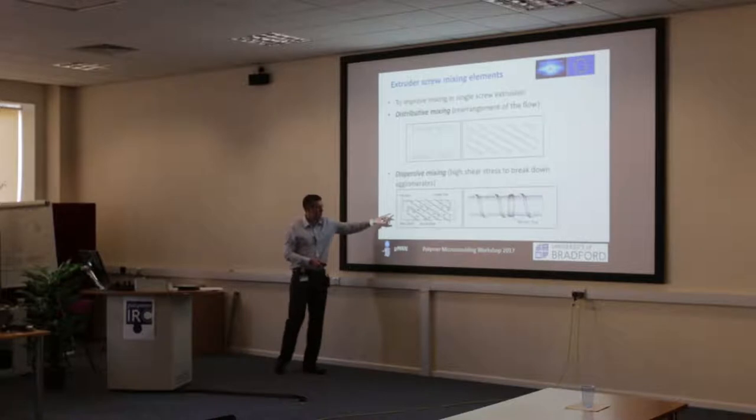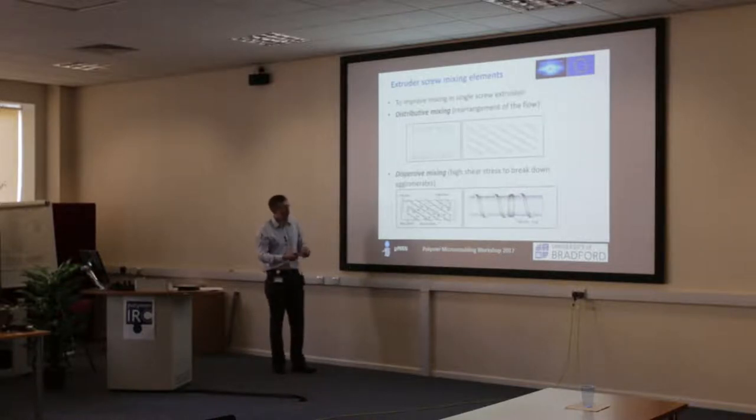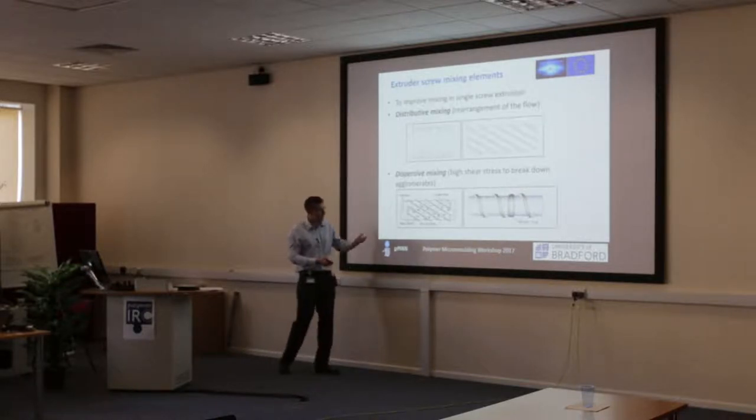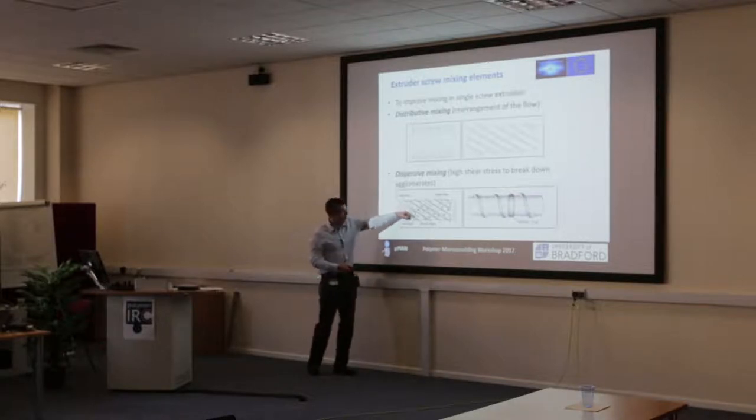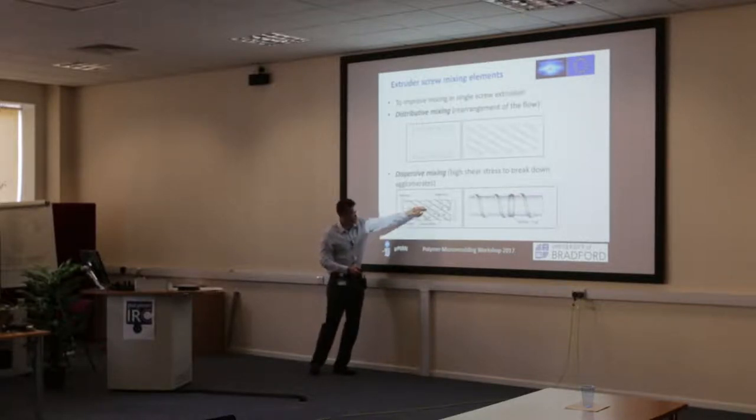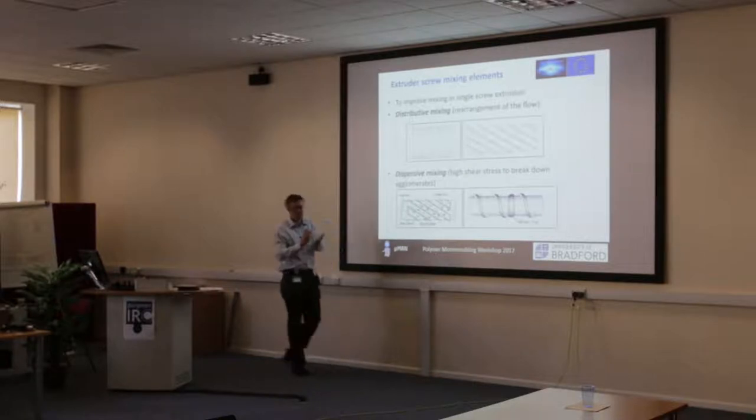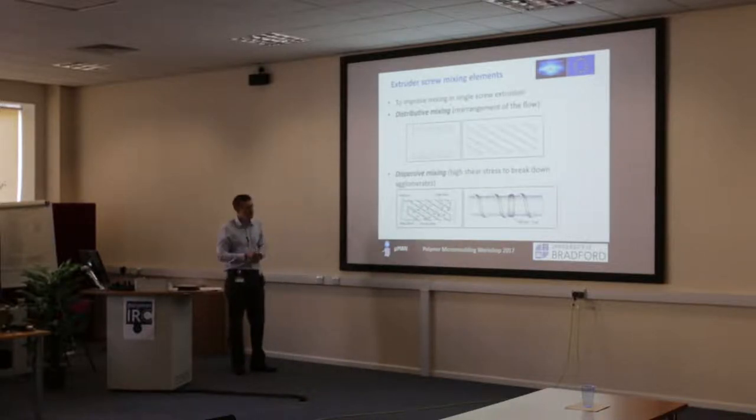This is a more advanced version of that. This is a spiral mixer. And again, it does a similar job to the barrier screw we just looked at. All the polymer flowing in these channels is forced to flow over a flight. So it's forced to flow over a high shear stress region.